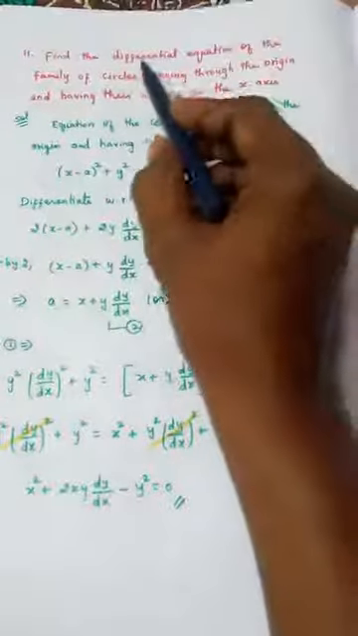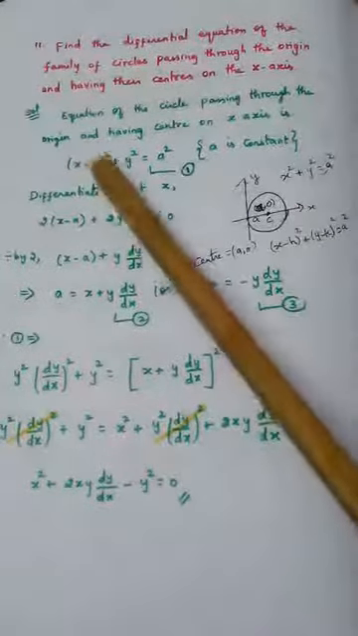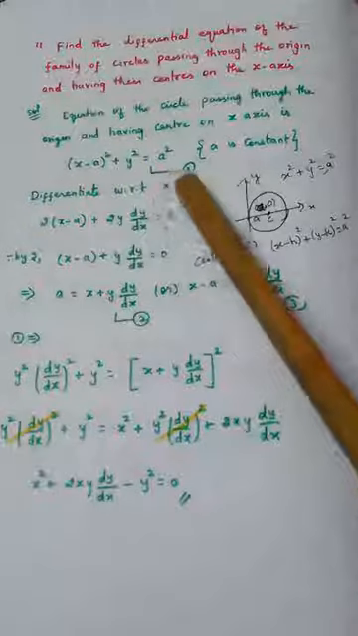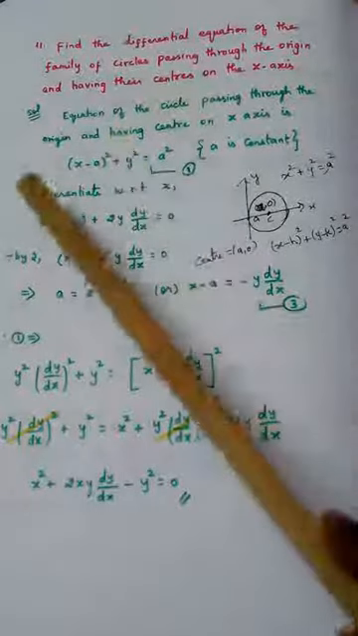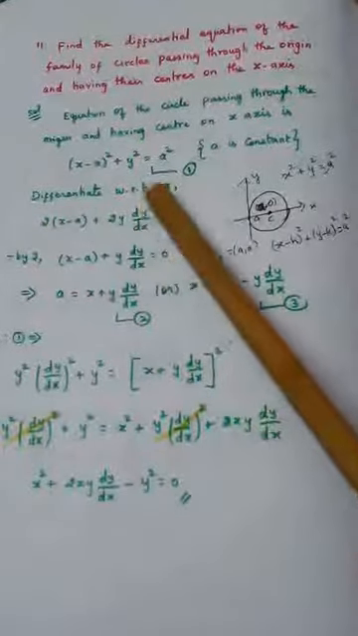But what we want is the differential equation. So what do we have to do? Differentiate this first equation with respect to x. So 2 comes before, 2 into (x minus a). We are differentiating with respect to x, therefore y square becomes 2y dy by dx.